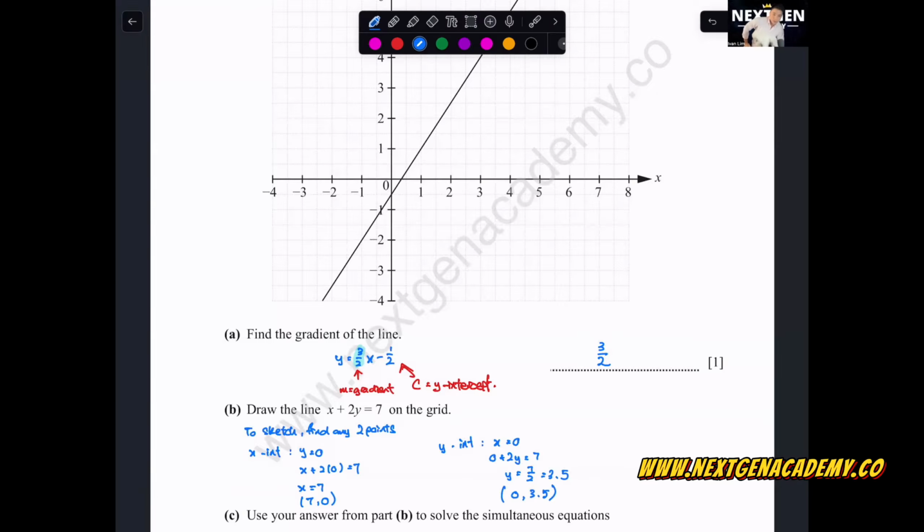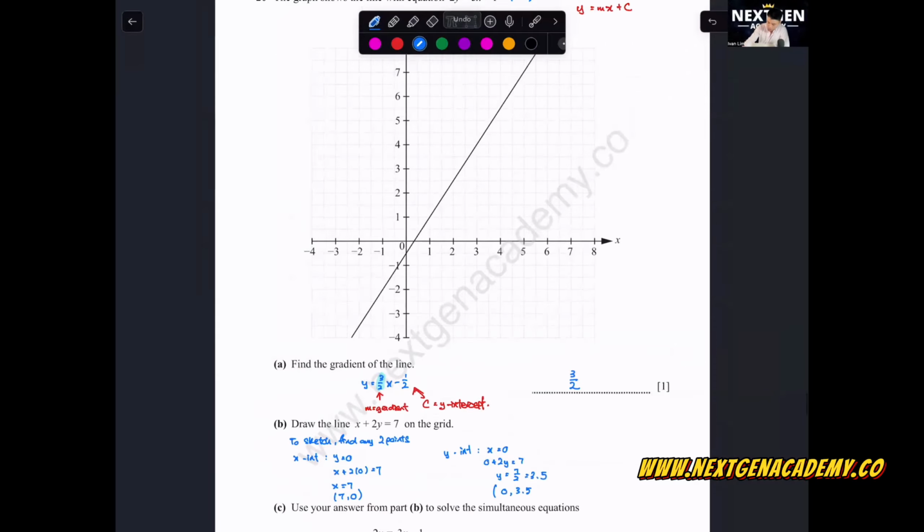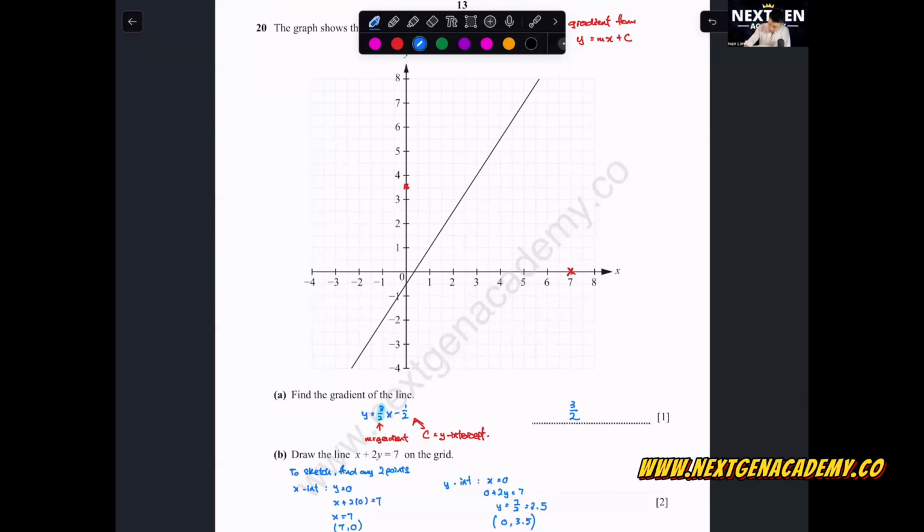But you can use any point. Like what Sean did, negative 2, 8. It's entirely up to you. Now we plot these 2 points on the graph, (7, 0) and (0, 3.5). Plot it out like this, extend all the way, and you can label this line x plus 2y equals 7.